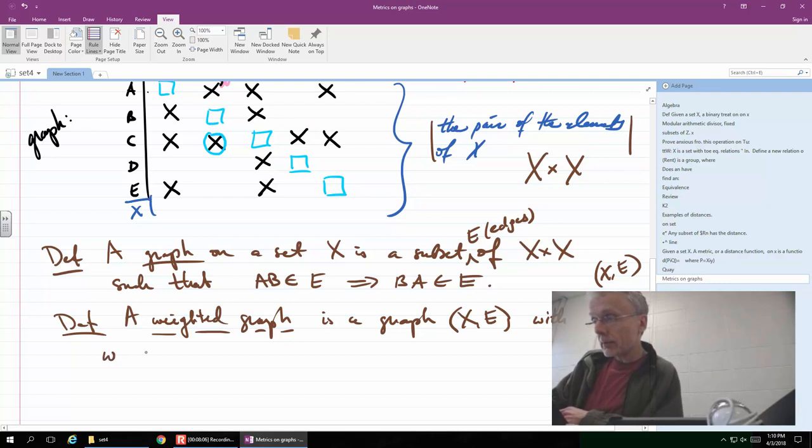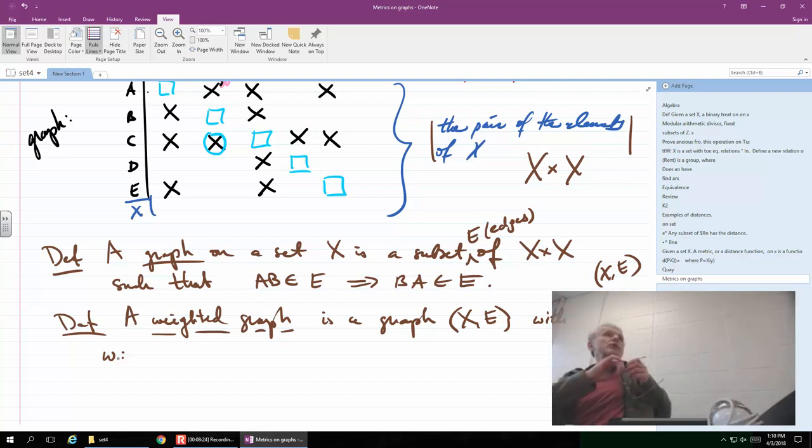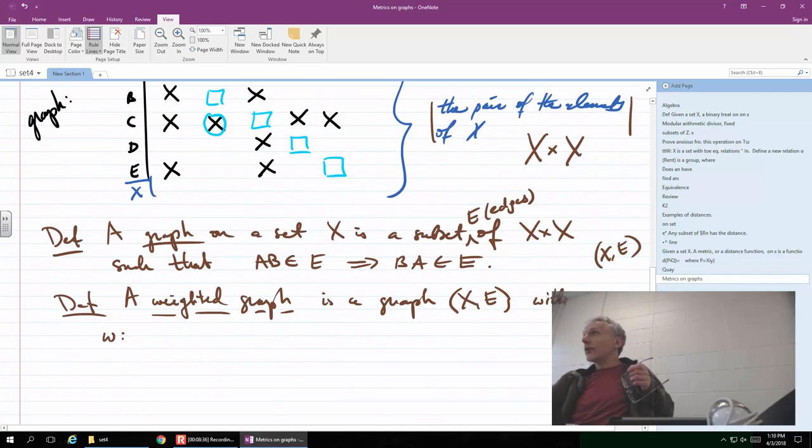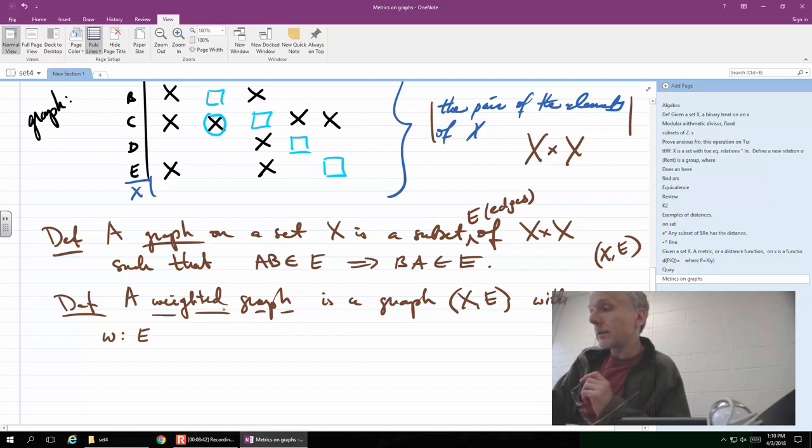So a function w, okay, what is the domain of this function? No, what do you do? Remember what you said. We assign numbers to what? The elements of X? No, look at the picture. The edges. Two edges. Okay, so then the edges are the domain of the function. And the codomain, the range, whatever, what is it?